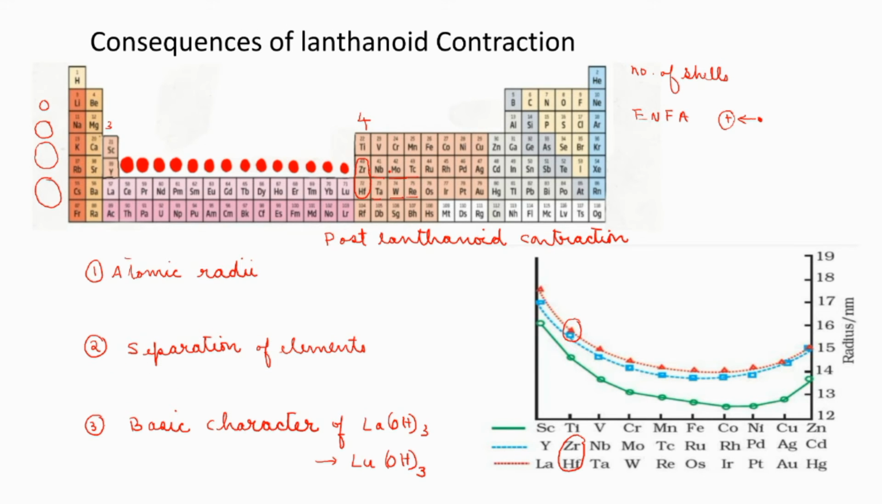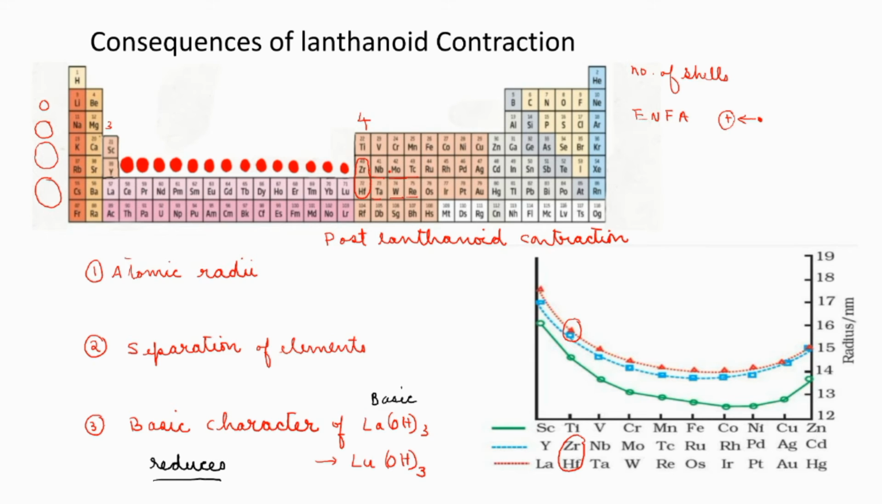One more point you can write is about the basic character of lanthanoids. See, lanthanum hydroxide is a base. We know that metal oxides and their hydroxides are basic in nature. Why? Bases are substances which can readily donate electron density, right? Because of lanthanoid contraction, the size of the atom considerably reduces. Whenever the size of the atom reduces, the tendency to give away electrons also will be less. So across the period from lanthanum to lutetium, the basic character considerably reduces.